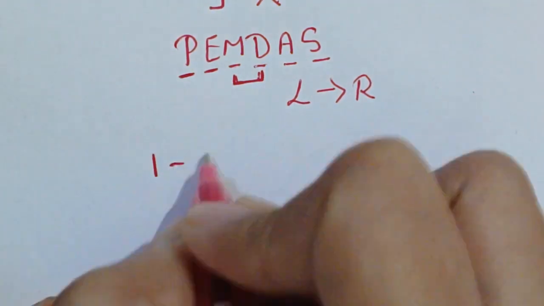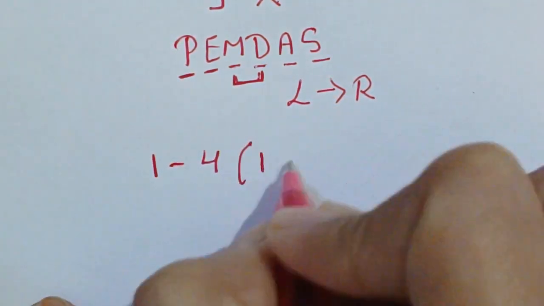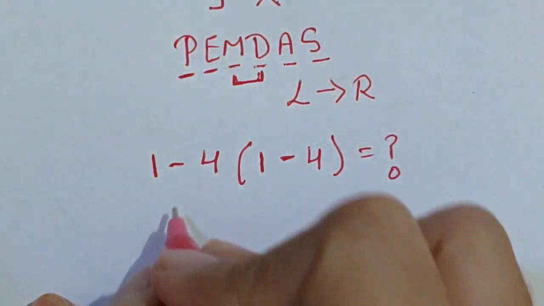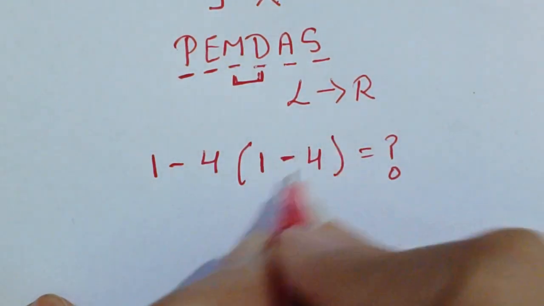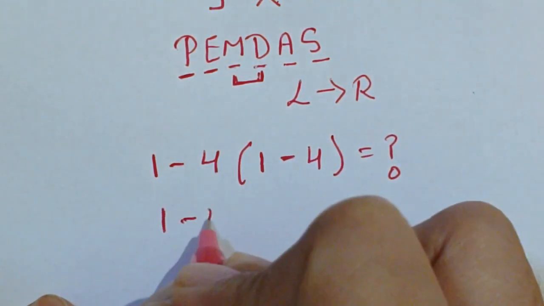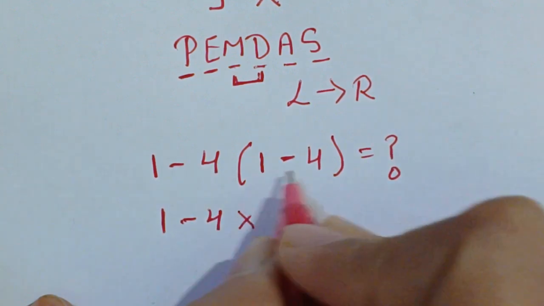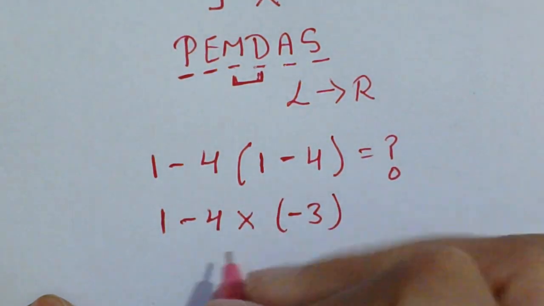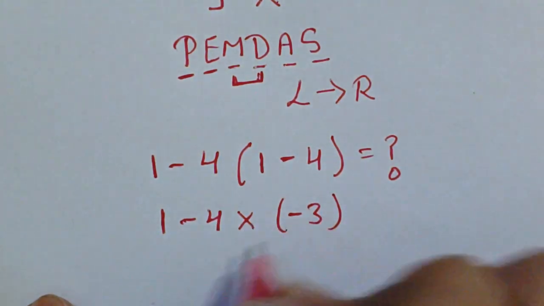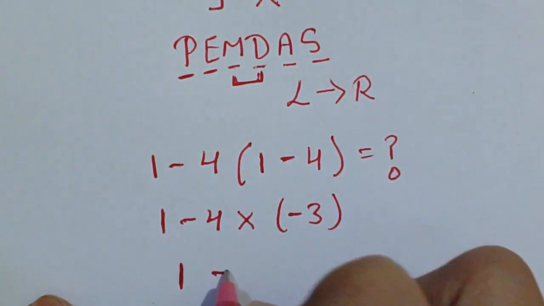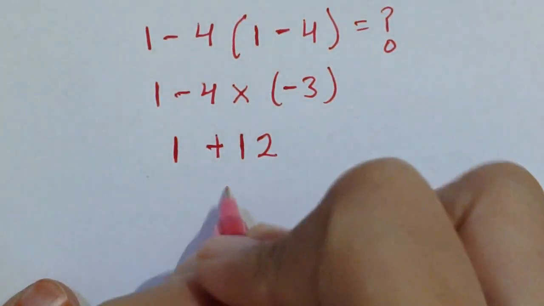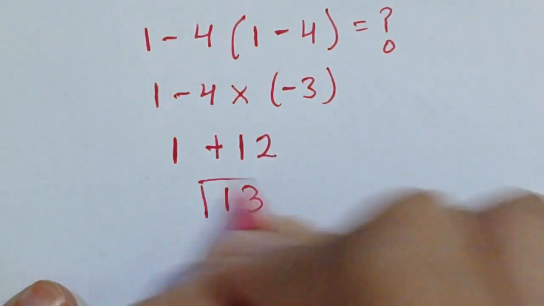Question is what? 1 minus 4 times parenthesis 1 minus 4. So first we will solve this parenthesis. So 1 minus 4 is minus 3. Then multiplication part, minus 4 into minus 3 plus 12. So the correct answer is 13.